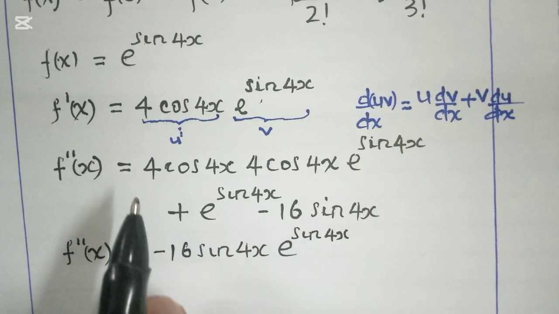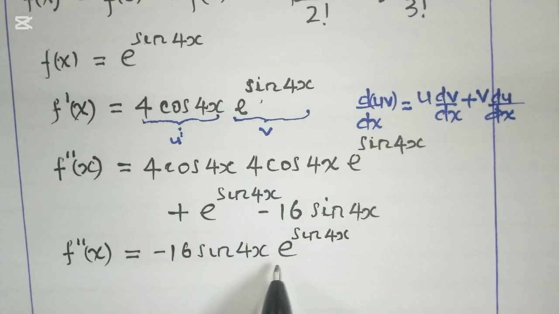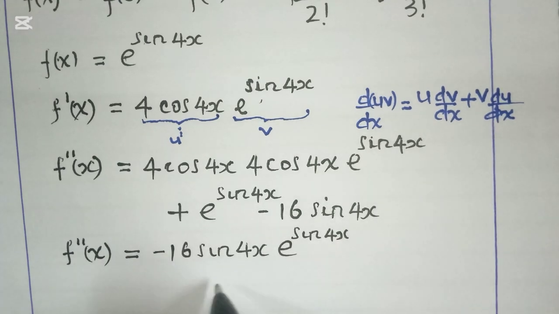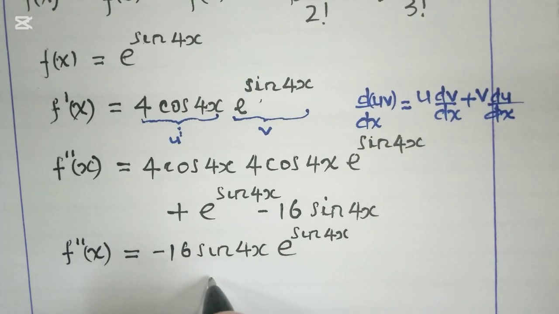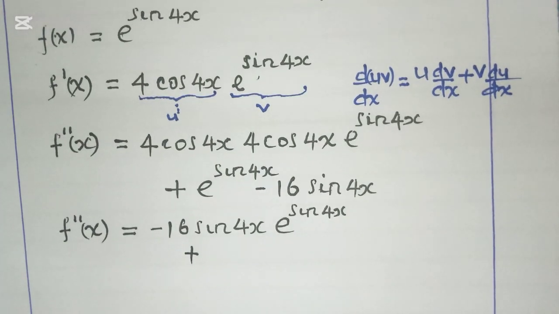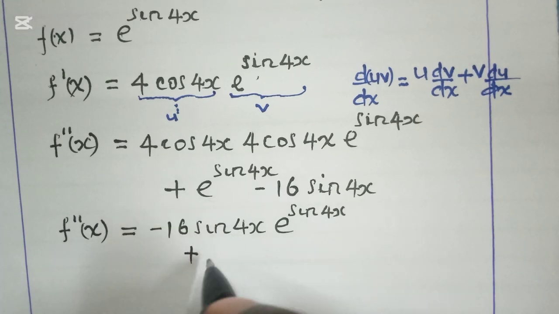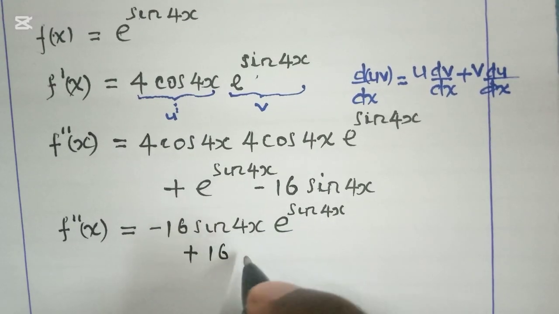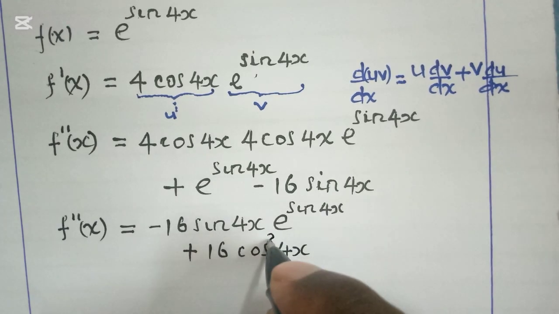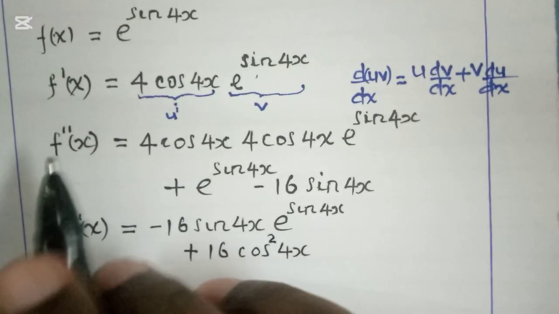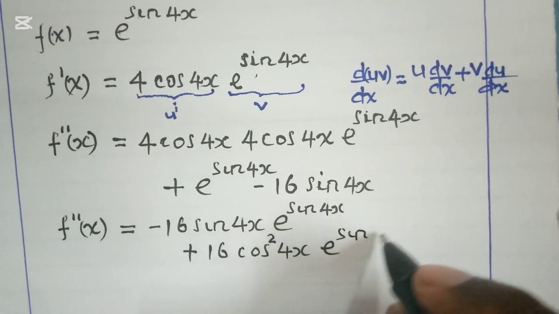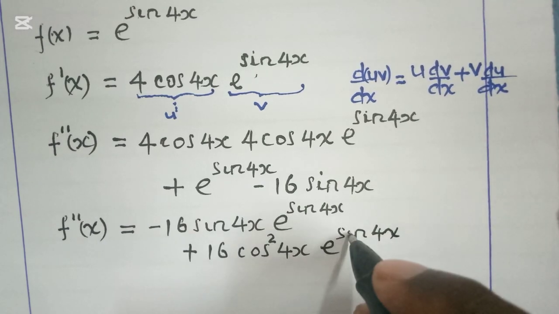And then we come to this other one. I hope I have not skipped anything. Then that will be plus, down here is better, plus, now we shall have, this is now 16, then cos 4x squared, that is cos and cos 4x squared. Then finally we have e raised to sine 4x, like that.